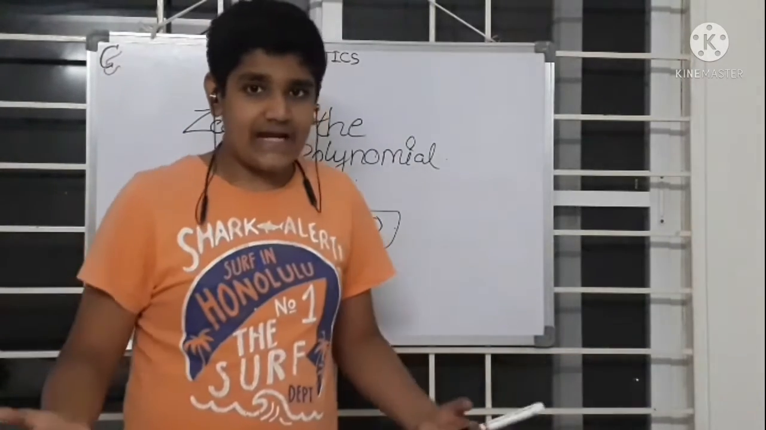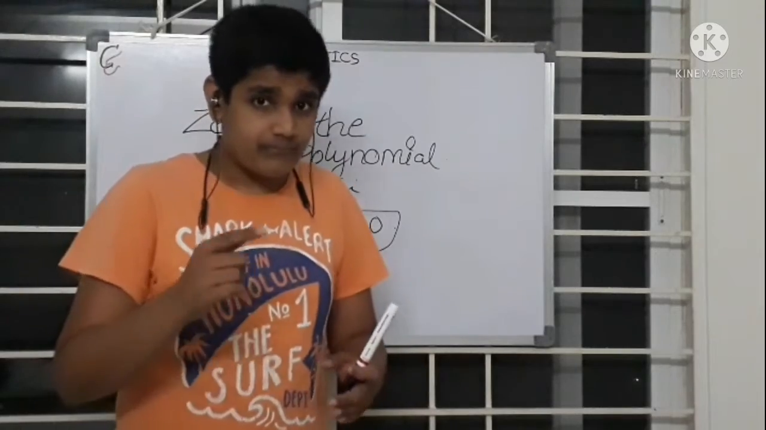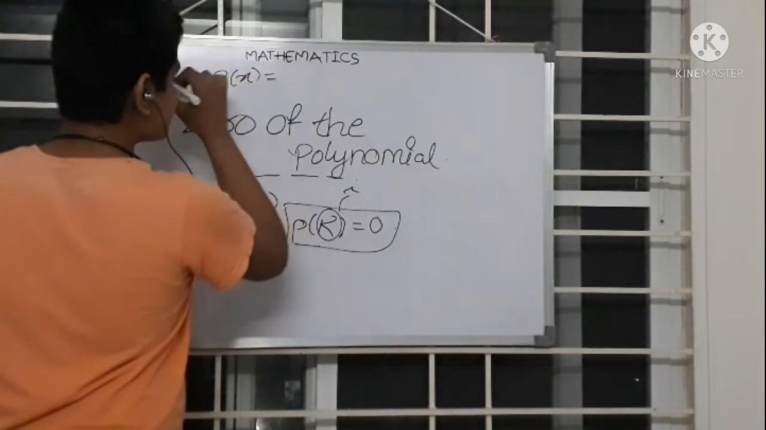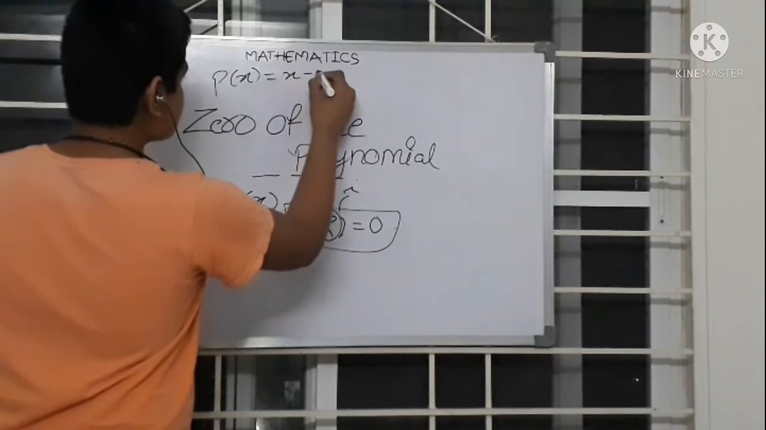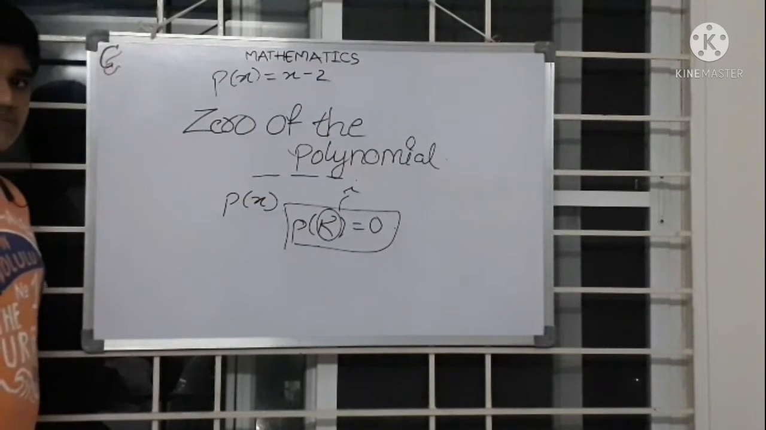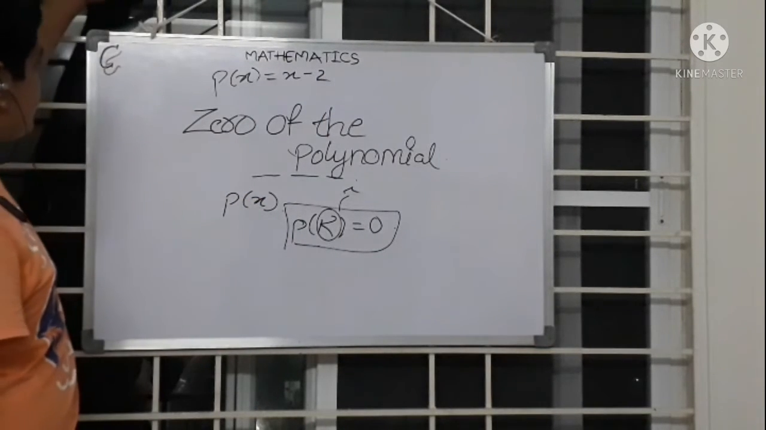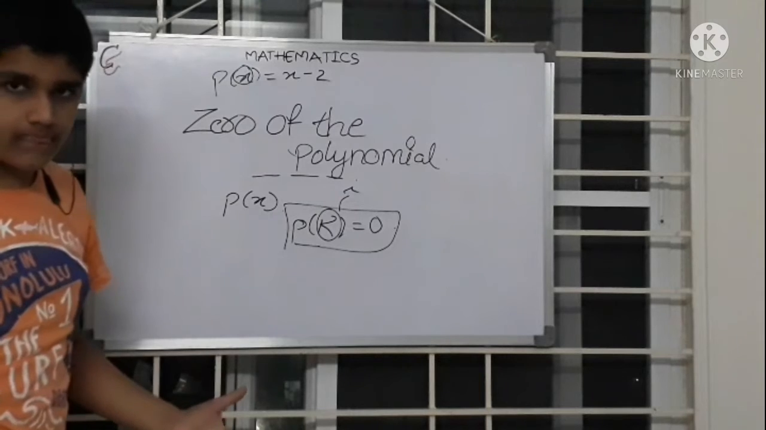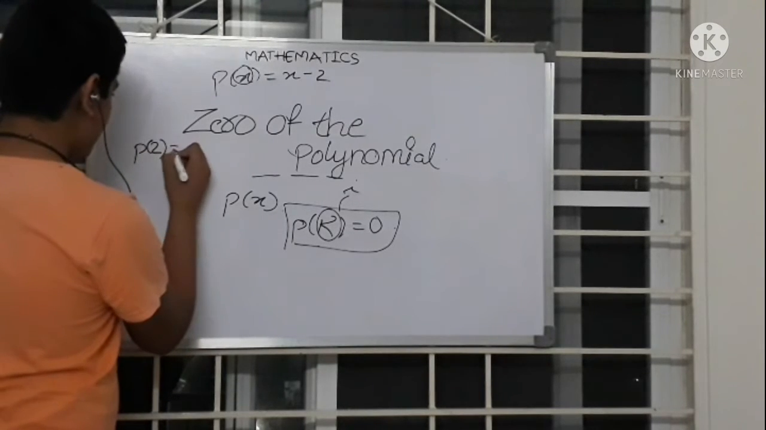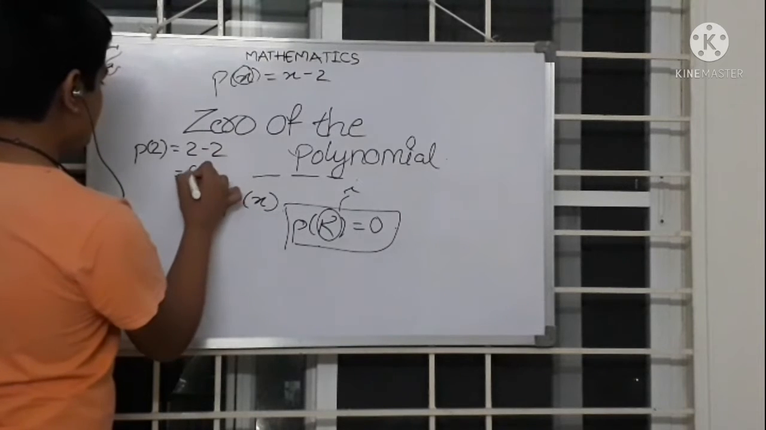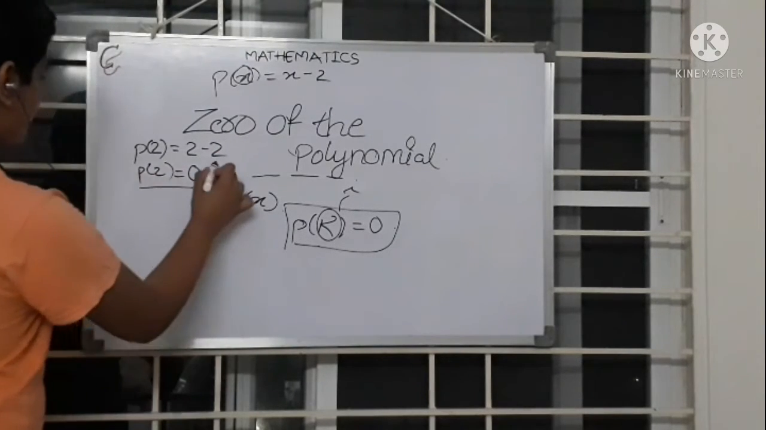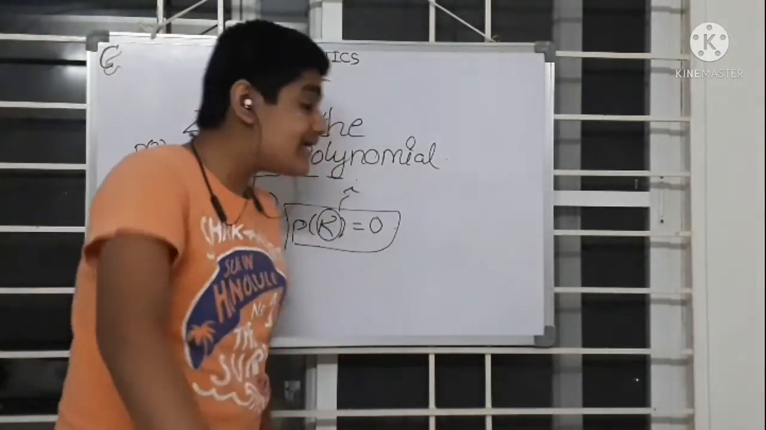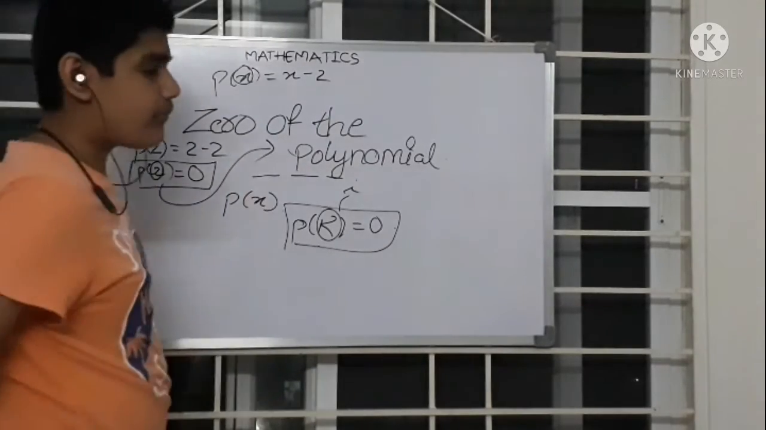Are you understanding? Is the concept clear? Now let us take an example to understand more clearly. P of x is equal to x minus 2. Now let us take the value of x as 2. So P of 2 is equal to 2 minus 2. This is 0. P of 2 is equal to 0. Here, this is a zero polynomial, and here 2 is known as the zero of the polynomial.